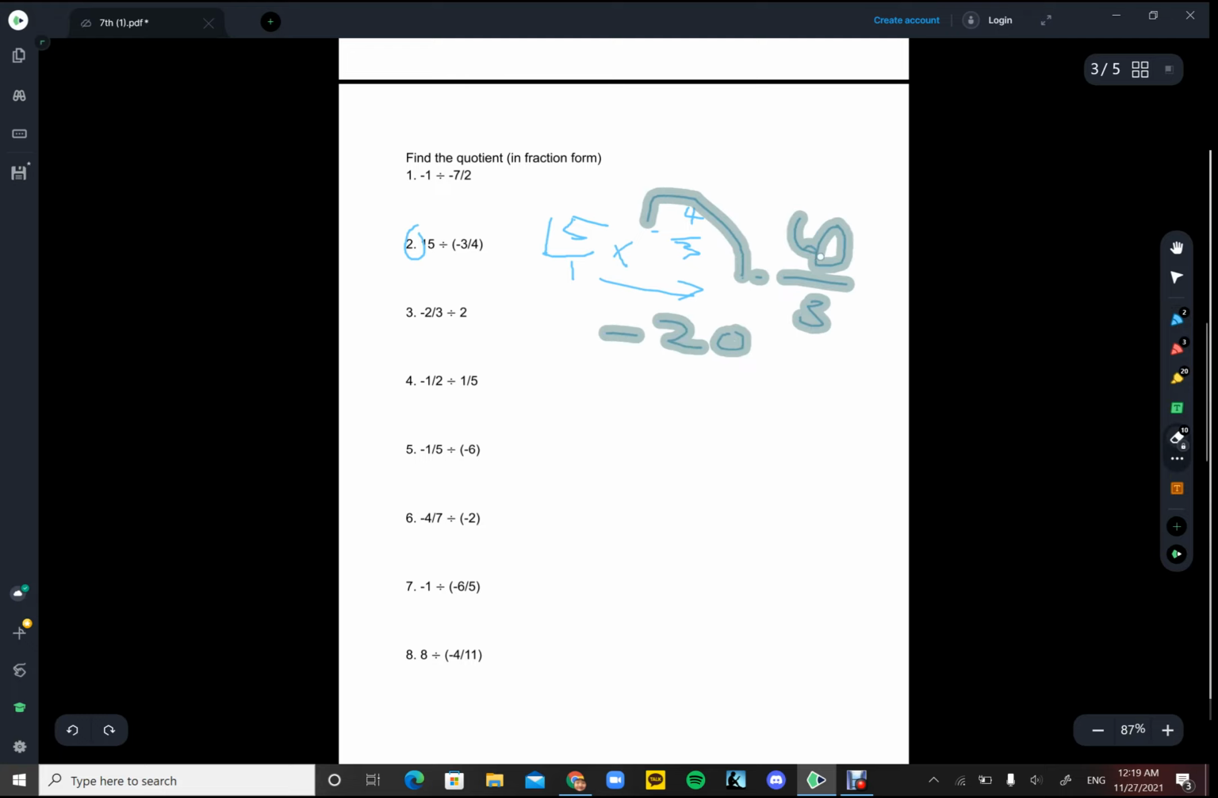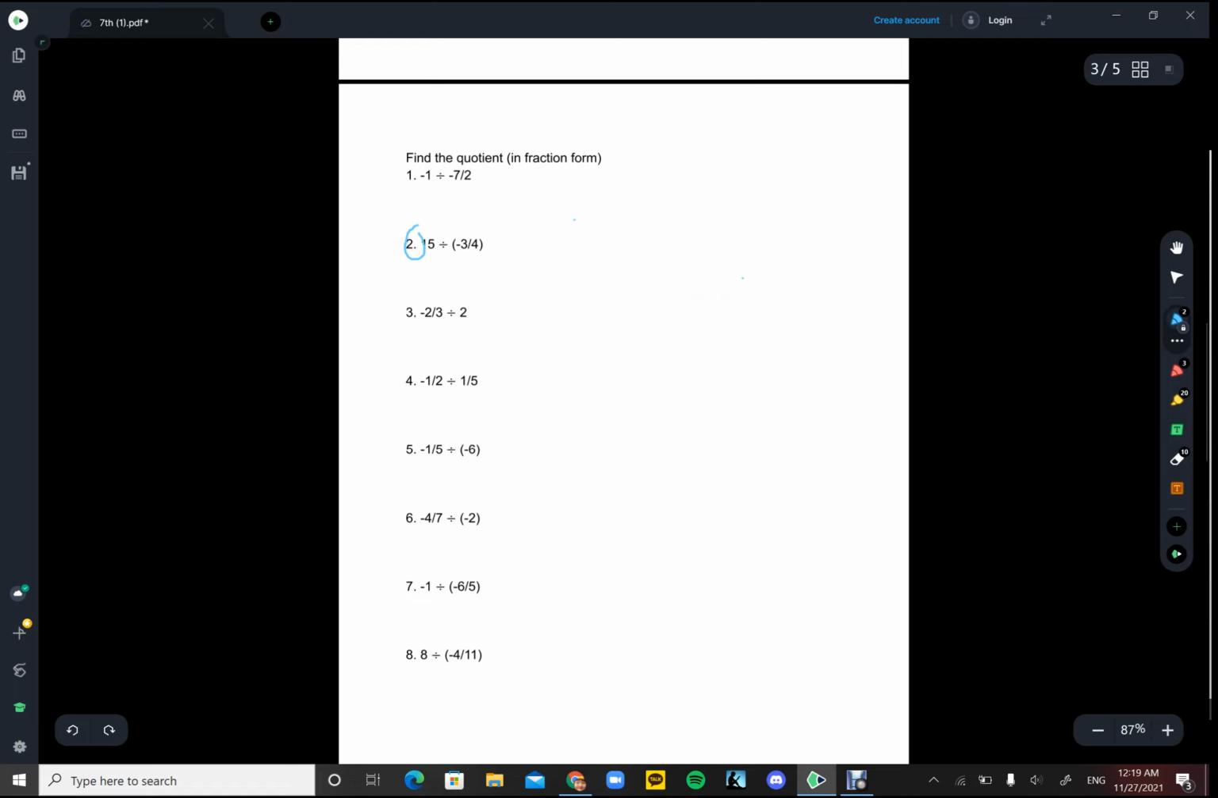Let's try number 4. So number 4 is negative 1 over 2 divided by 1 over 5. Now when you divide by a fraction, again, it's the same exact rule. You erase the division sign, and you flip the 1 over 5, so it becomes a 5 over 1, and you just change the division sign to a multiplication.